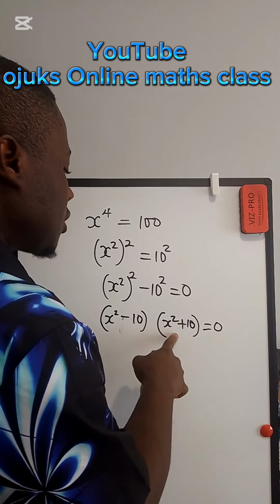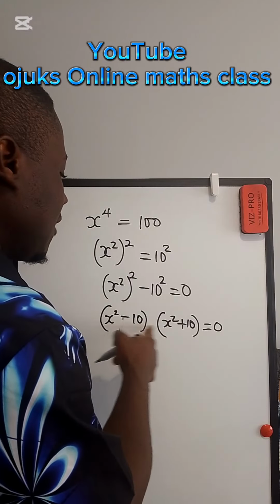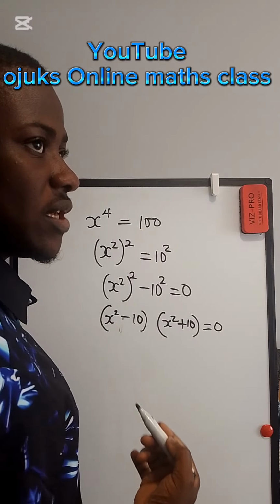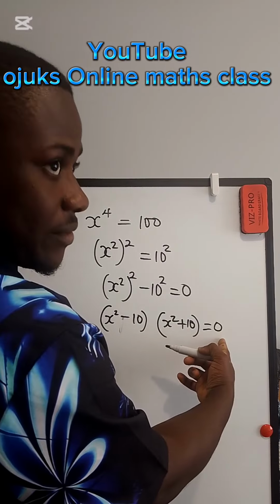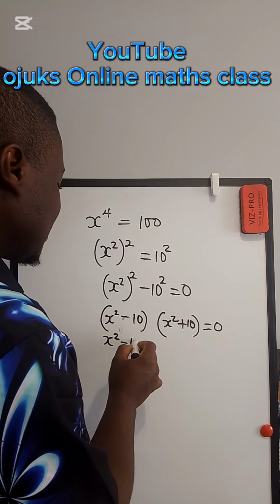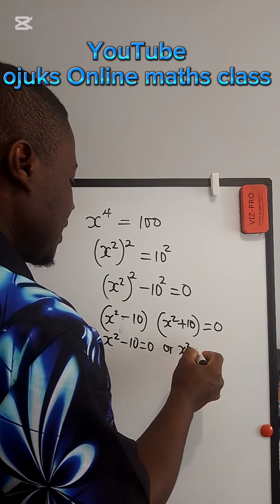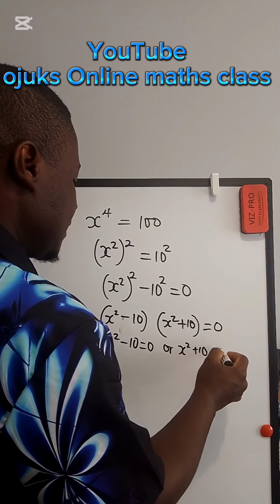Now, if the product of two numbers is equal to 0, that definitely means that either of these numbers should be equated to 0 for their product to be 0. In that case, we have either x squared minus 10 equals 0 or x squared plus 10 equals 0.